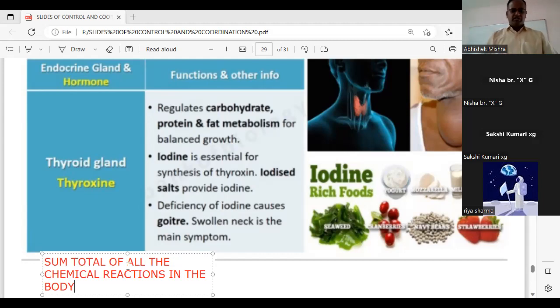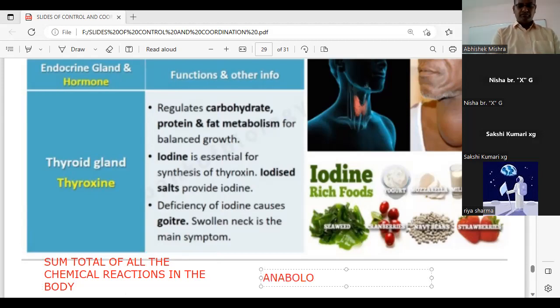The two branches of metabolism: the food making process is called anabolism, and the food breaking process is called catabolism. Acha student, if I give you the names of two life processes, respiration and photosynthesis, which is catabolism and which is anabolism?